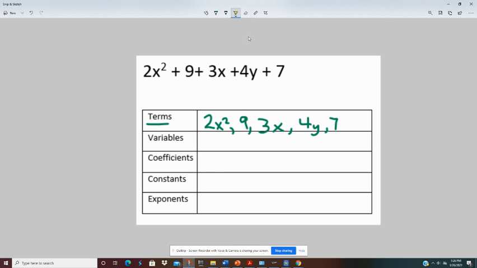Then we also have variables, and those are usually pretty easy to see. They are the letters, the things that can change based on what number you plug in. They vary, so they are called variables. So our variables would be x and y.